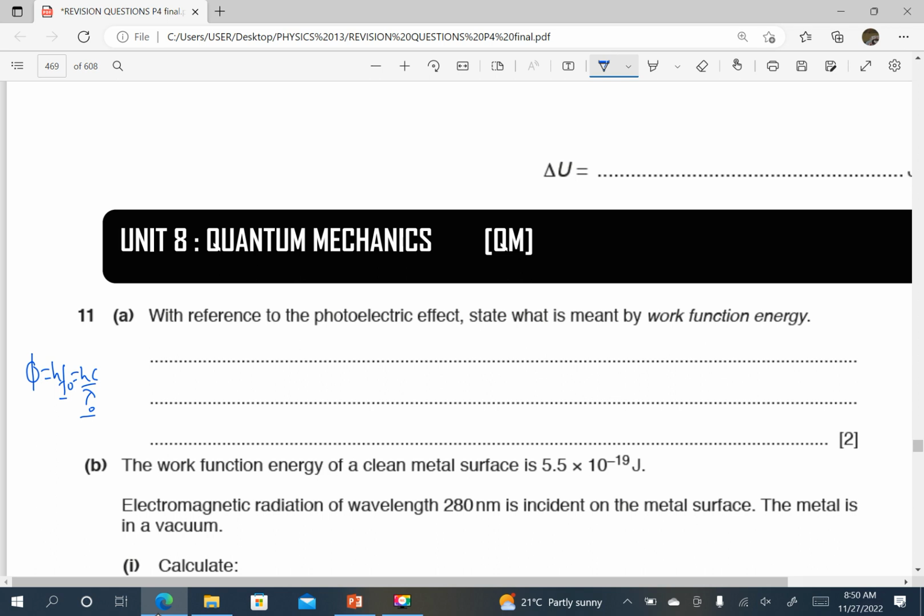So the work function is the minimum energy of a photon or of electromagnetic radiation required to release or to remove an electron from a metal surface.